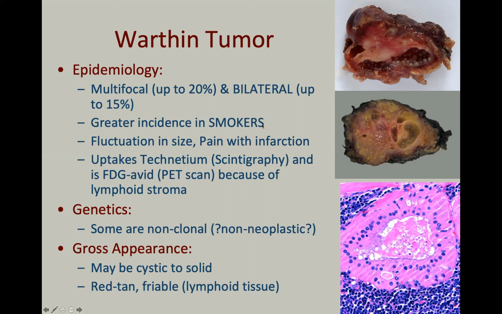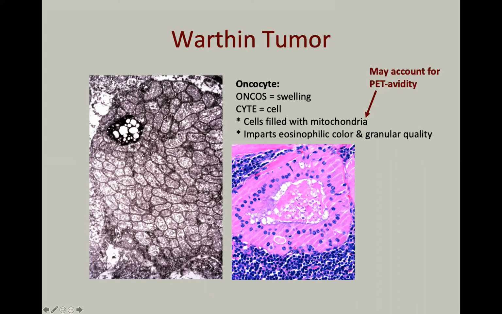So why oncocytic? Oncos literally means a swelling or sort of a quote unquote tumor, but in this case, the cells are swollen. The cells are swollen by mitochondria. You can see on EM, here's the nucleus, here's all the mitochondria, and therefore these cells have very abundant, large pink cytoplasm, also with cytoplasmic granularity because the mitochondria impart that speckled granular quality. So this is an oncocyte, and again, the mitochondria and the lymphoid stroma may account for the uptake of the FDG glucose and the PET avidity.